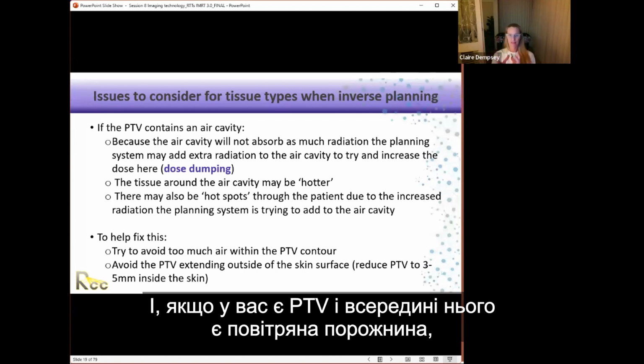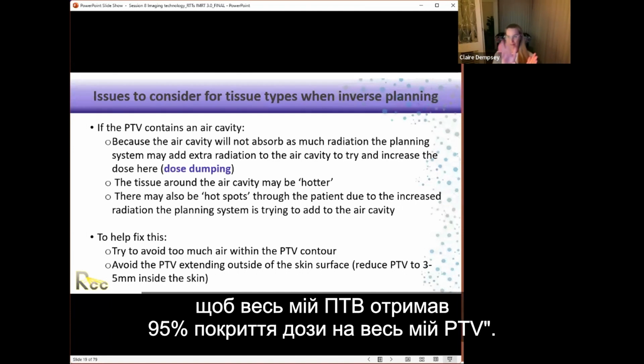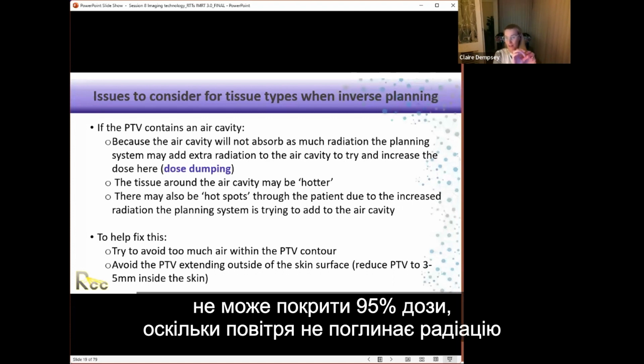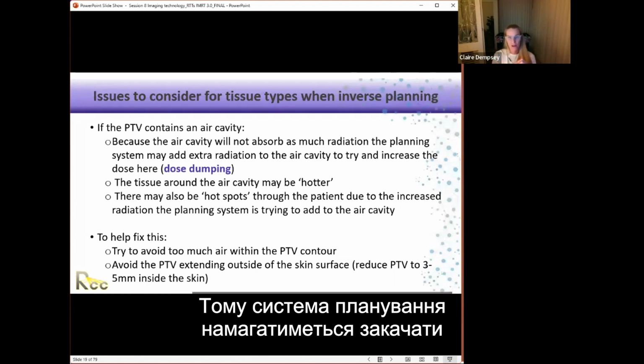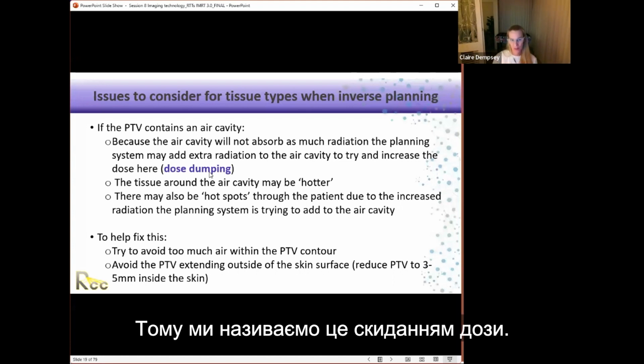So if you've got a PTV and you've got an air cavity inside it, ideally what you're telling the planning system is, I want my whole PTV to get 95% dose coverage. The problem is that air cavity, you're going to struggle to get 95% coverage in air because air doesn't really absorb radiation and doesn't really get dose in air. So what you're going to find is the planning system is going to try and pump extra radiation into that air cavity to try and get the dose up within air. So we call that dose dumping.